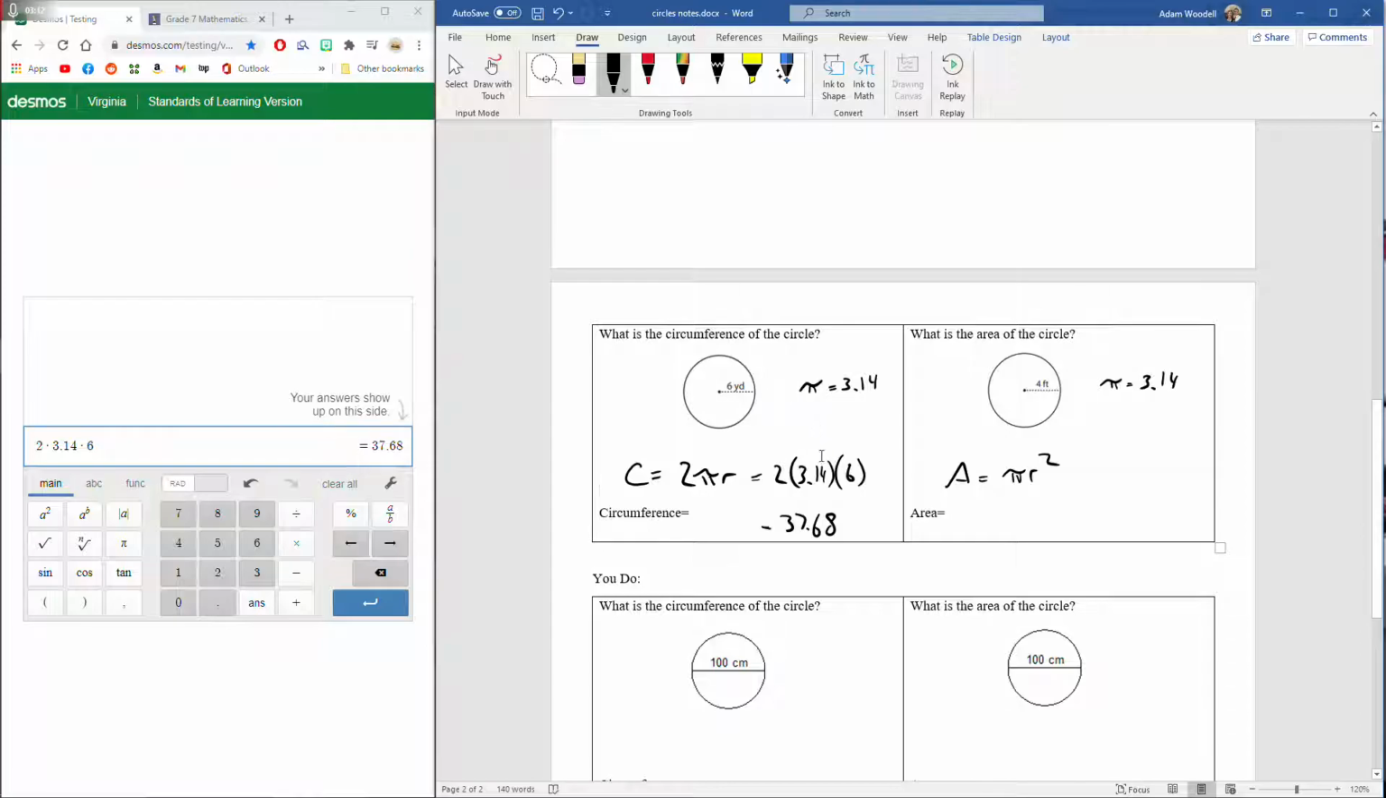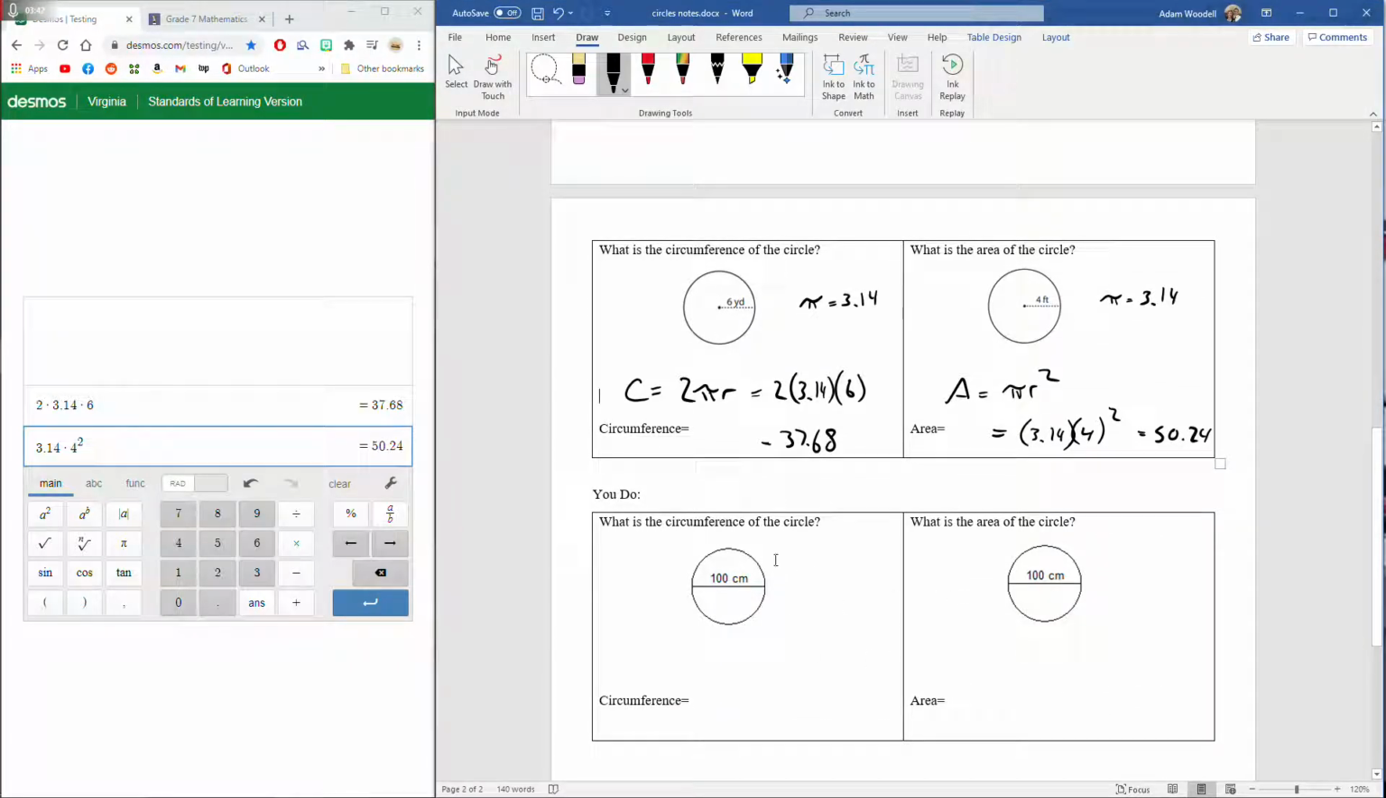And then if I wanted to do the other question where it's asking for the area, the formula is a little different. But again, I know what pi is. I know that the radius is 4. So I'm going to take 3.14, substitute that in for pi, substitute 4 in for the radius, squared. And I'm going to use Desmos again. 3.14 times the radius of 4 squared, and I get 50.24.